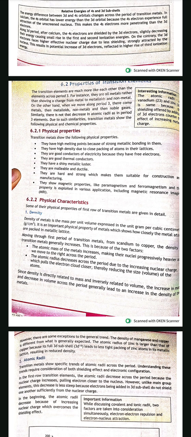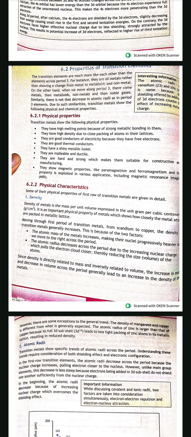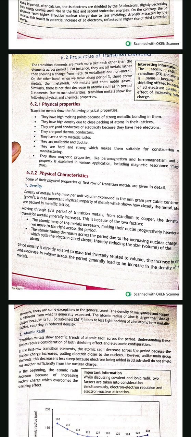Properties of transition elements. Transition elements have physical properties, and they are much more like each other than the elements across period 3. For instance, they are all metals rather than showing a change from metal to metalloids and non-metal.